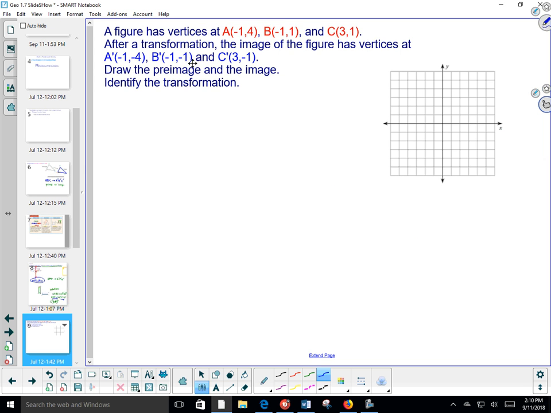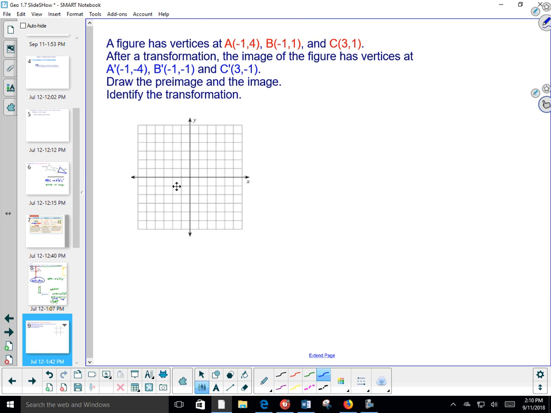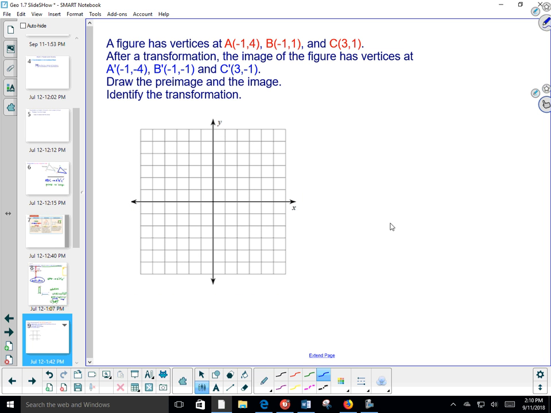Okay, so let's take a look at this. A figure has vertices at -1, 4, -1, 1, and 3, 1. After a transformation, the image of the figure has vertices at three new ordered pairs. Would you please take 30 seconds to plot the first triangle? This is our pre-image, so -1, 4, that's point A. Negative 1, 1 is point B, and 3, 1 is point C. Do people agree with this?